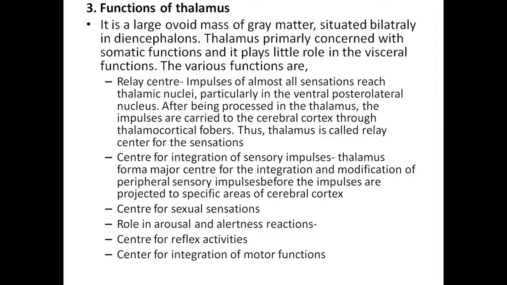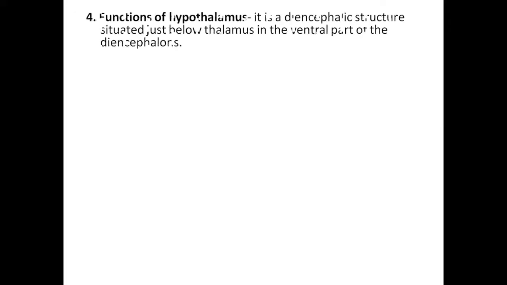Center for integration of sensory impulses. Thalamus forms a major center for integration and modification of peripheral sensory impulses before the impulses are projected to specific areas of the cerebral cortex. Center for sexual sensations. Role in arousal and alertness reactions. Center for reflex activity. Center for integration of motor functions.